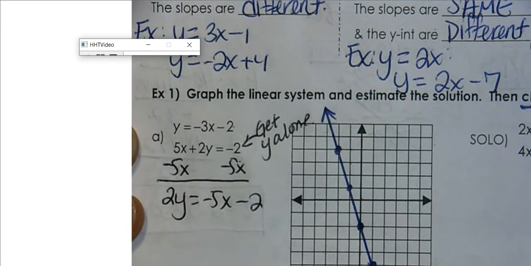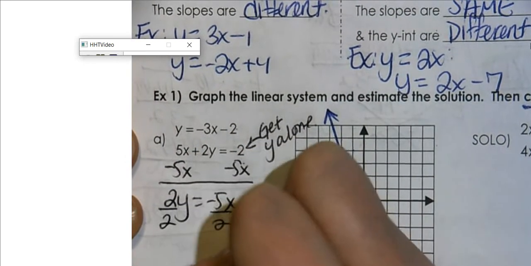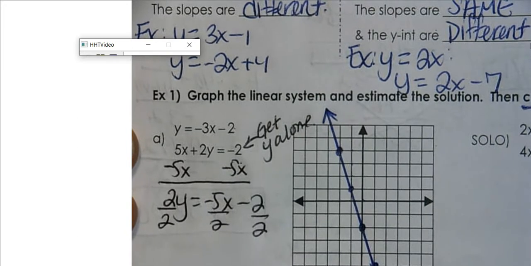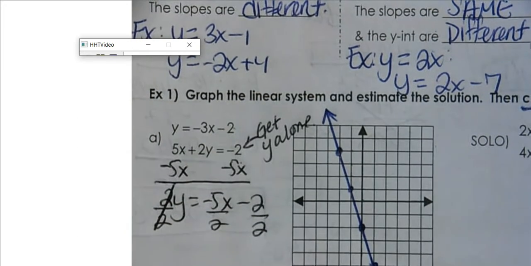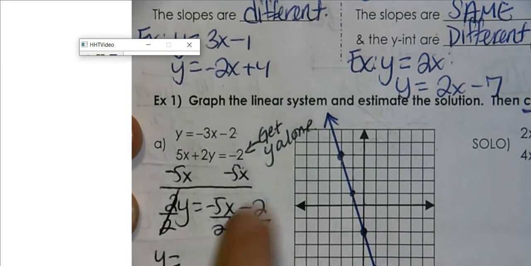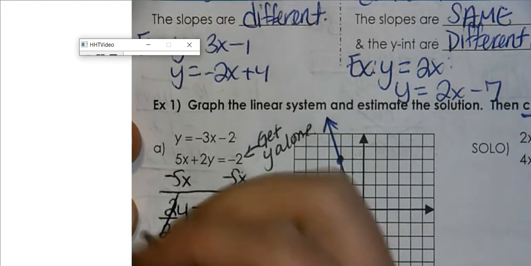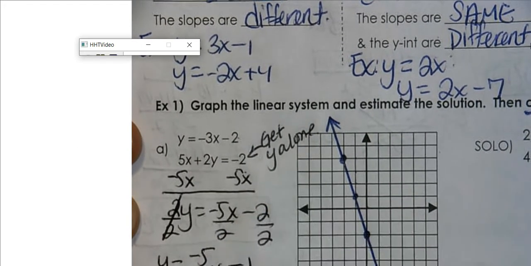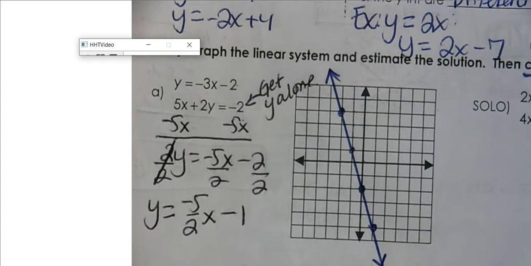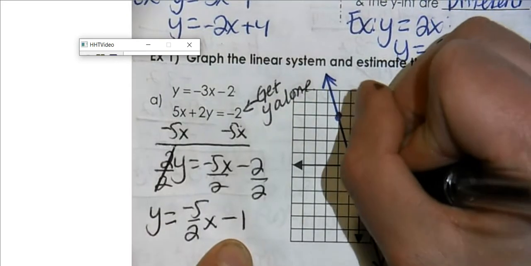So now what we want to do is we need to get y alone, and I'm going to divide every single individual term by 2. And what that's going to do is eliminate the 2's next to the y to get y finally alone. And I'm going to simplify each individual fraction. This is going to turn into negative 5 halves x minus 1. So now my y-intercept is located at negative 1, so I'm going to plot that first.